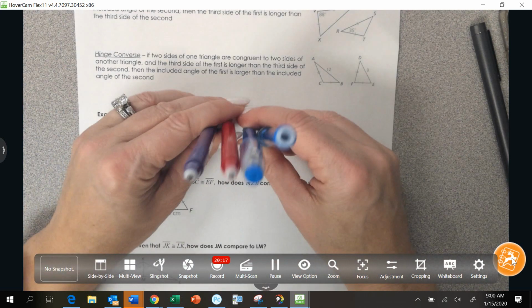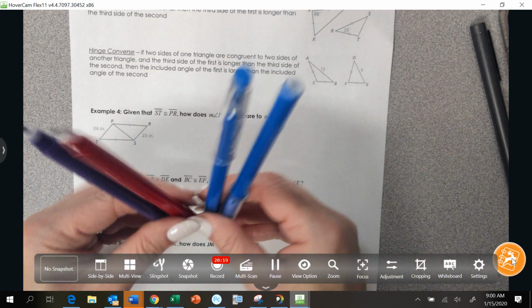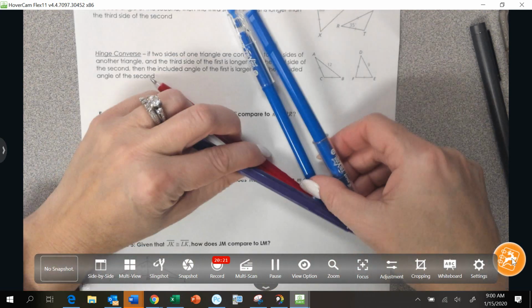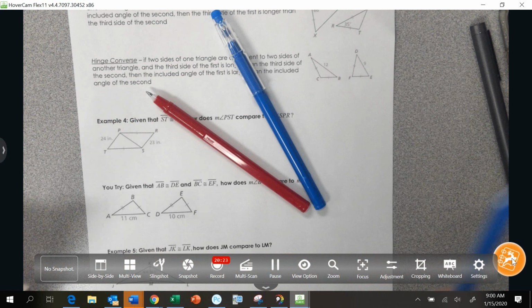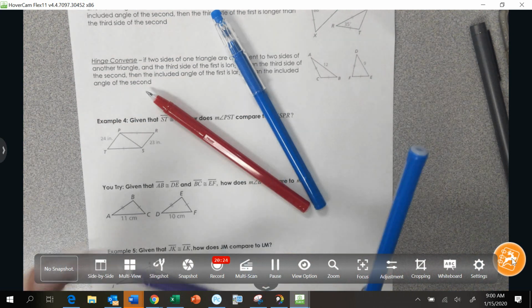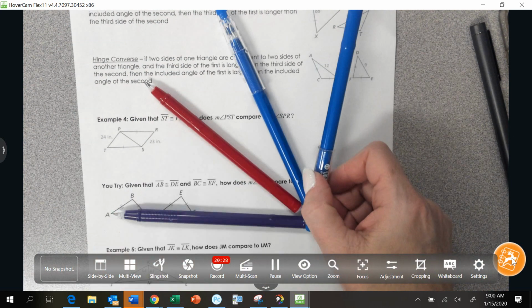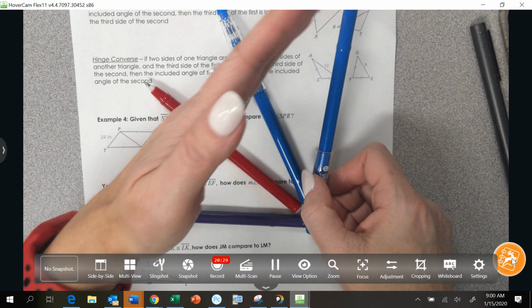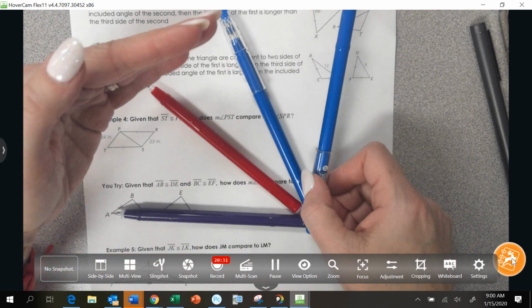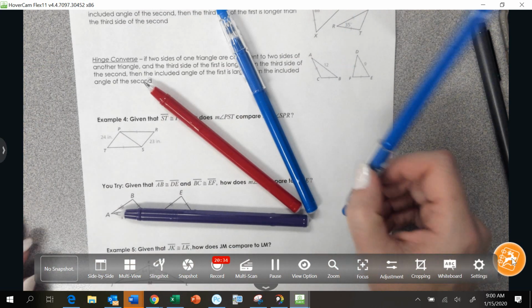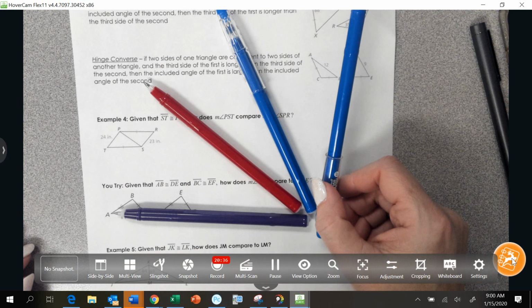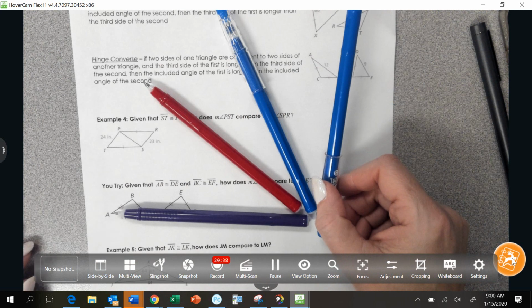So if I've got two triangles, they have congruent sides, their corresponding sides are congruent. See, I chose things that are the same length. I've got one triangle that's got a really skinny angle here. The other triangle looks like this, really big angle. Tell me about that third side. Compare them to each other. One is longer than the other. Which one's longer? The wider angle. The one with the bigger angle is longer.